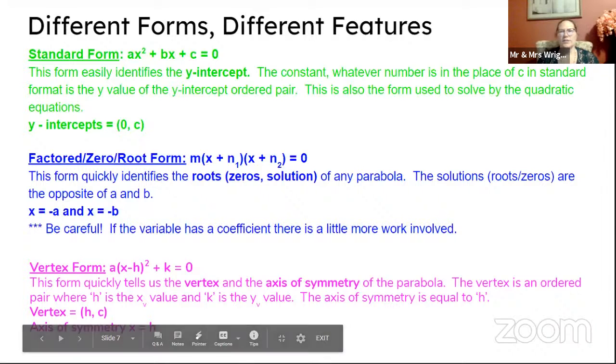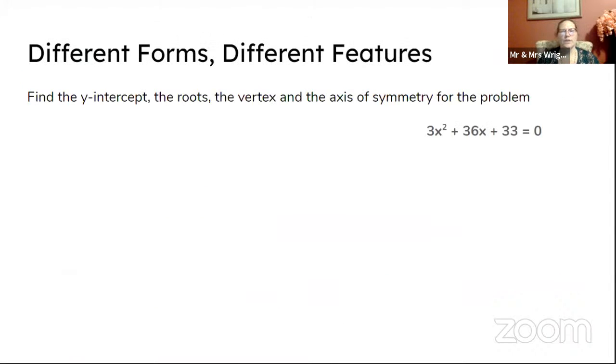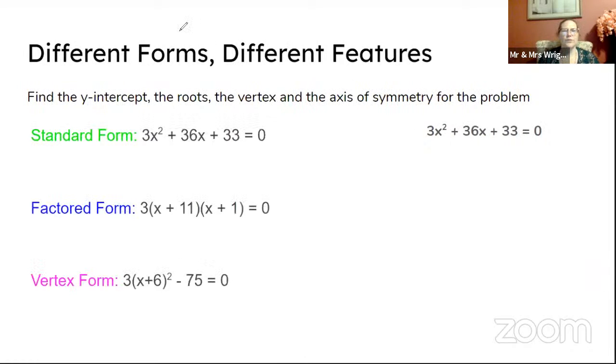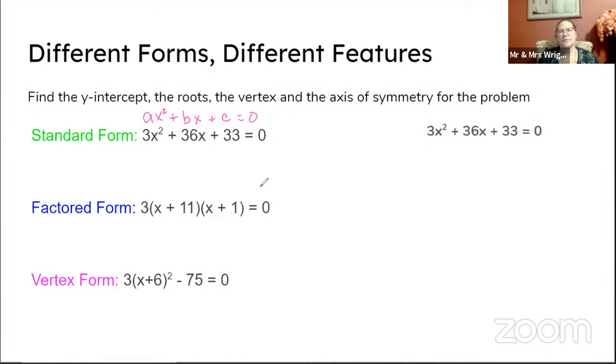All right, let's look at one example using all three of these forms. Here we have an equation, 3x squared plus 36x plus 33 equals 0. I want to find the y-intercept, the roots, the vertex, and the axis of symmetry for this problem, okay? The easiest thing I can see already is that this is in standard form. Our standard form is ax squared plus bx plus c equals 0.